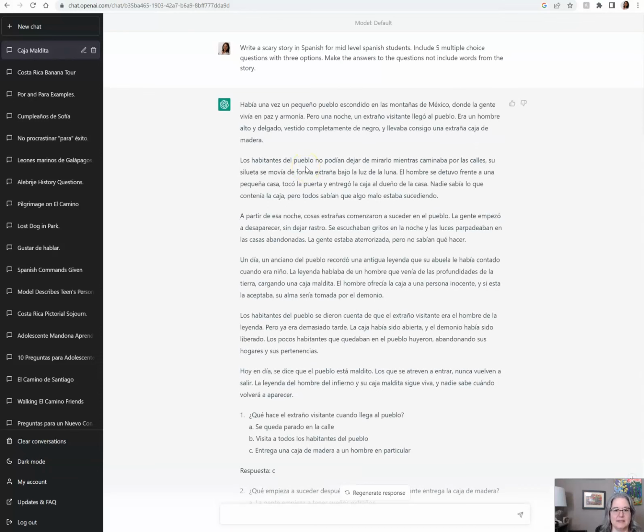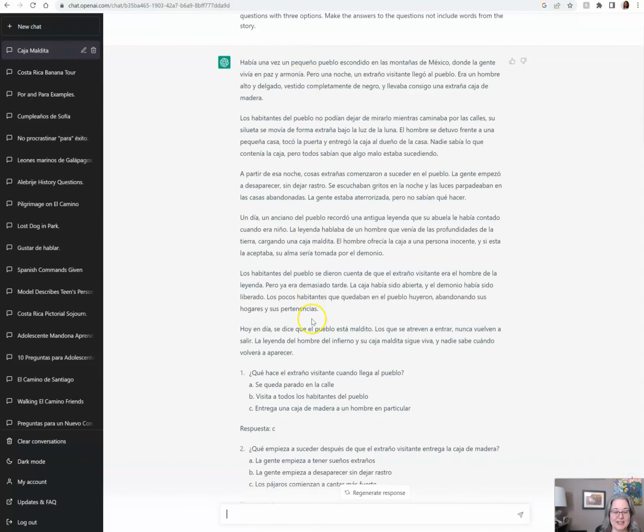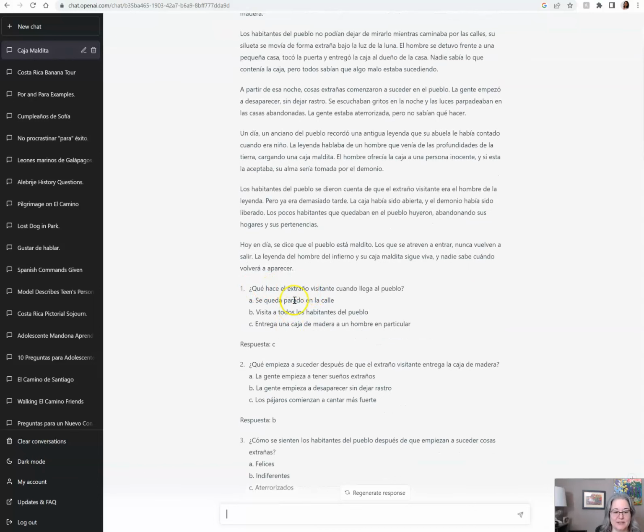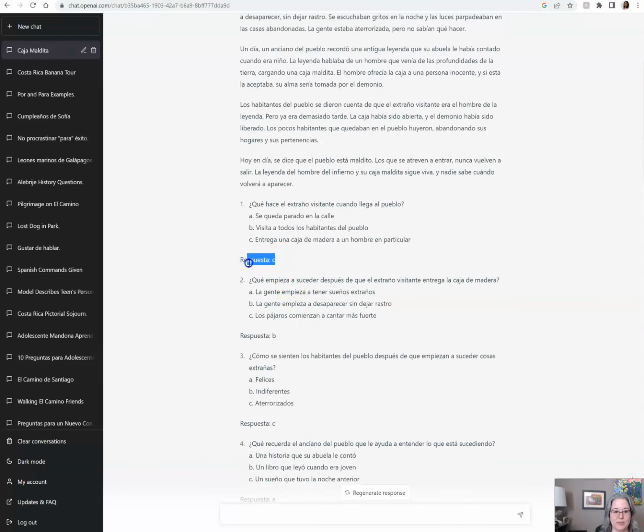Like for instance, here's another one. I'm making my quarterlies for my Spanish 4, I think Spanish 4, and I asked it to write a scary story for mid-level students, so Spanish 3, and include 5 multiple choice questions. I hate writing multiple choice questions. I don't mind writing the questions, but picking out the 3 options and one is right and 2 are wrong, oh my word, I hate it so bad. ChatGPT did it for me. Here's the story, little scary story. Here's the question with options below, including what the answer is.